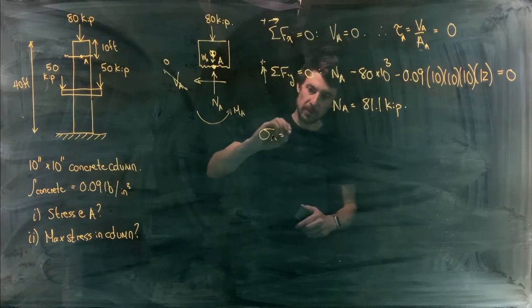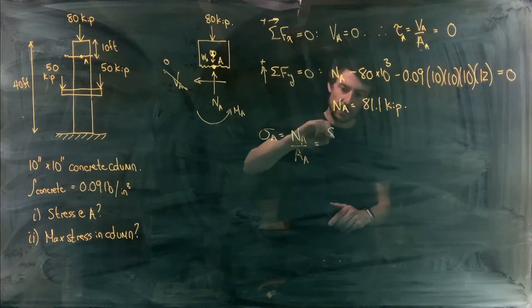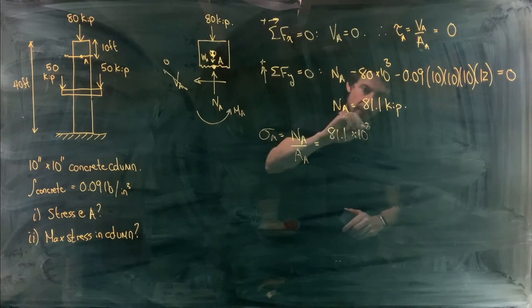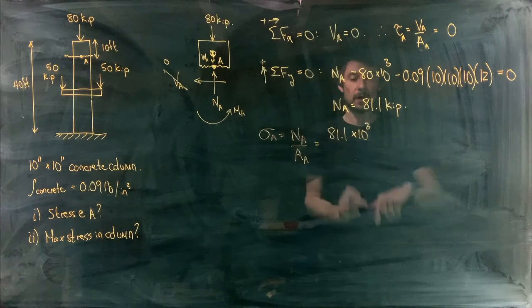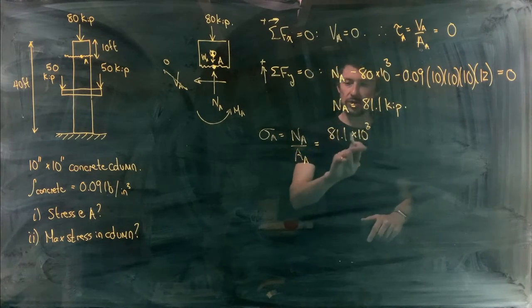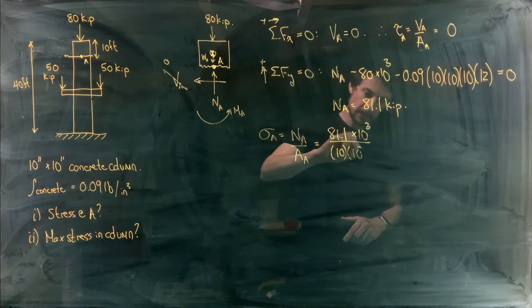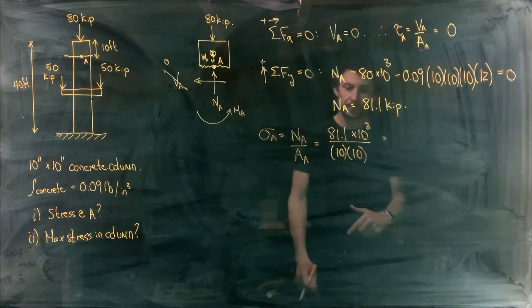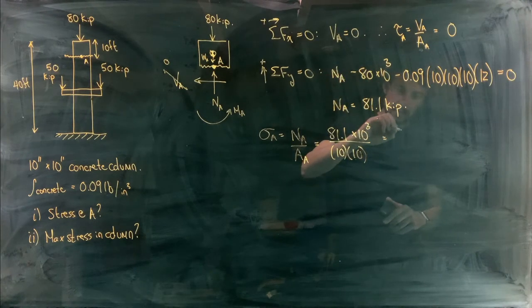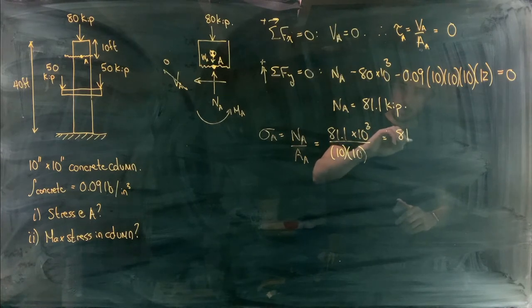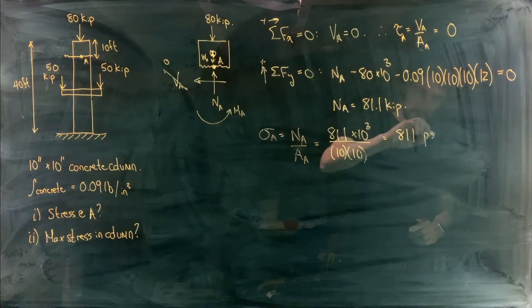Okay, so now that we've got that, now we can calculate the normal stress at A. So the normal stress at point A is going to be the normal force at point A divided by the cross-sectional area at point A. We've got 81.1 times 10 to the 3. This, by the way, out of this equation comes out in pounds, and then I've divided back through by 1,000 to change it into kip there. Now I'm changing it into pounds again, divided by the cross-sectional area, 10 inches by 10 inches. Okay, there we go. So from that we get 811 psi.